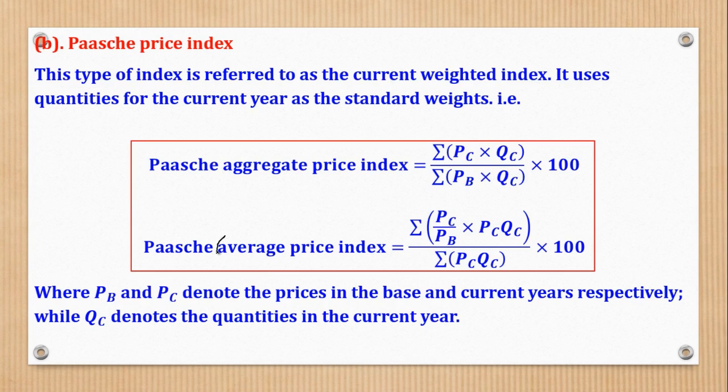What about the average price index? For as long as you see average, it implies that you are going to deal with a ratio somewhere. So it is PC over PB multiplied by PC QC. Everything divided by the summation of PC QC, and after that we multiply by 100. The formulas are a little disturbing, but as you do more worked examples, you'll get familiar with them.